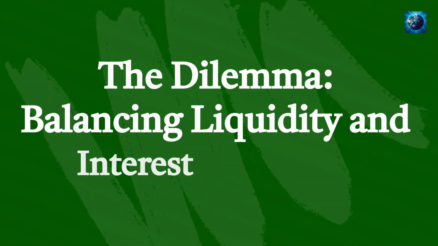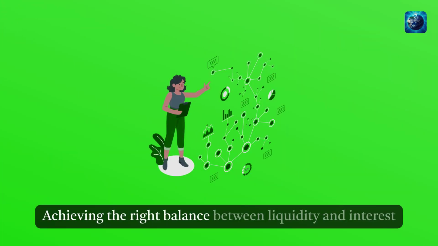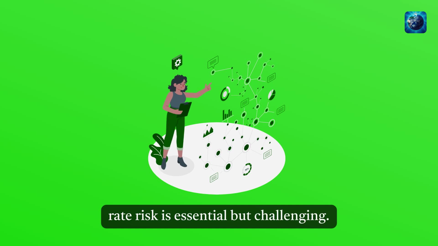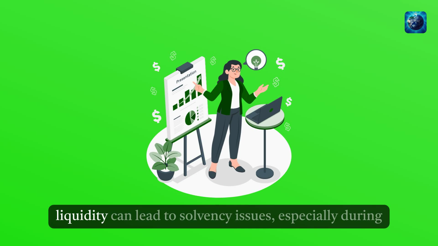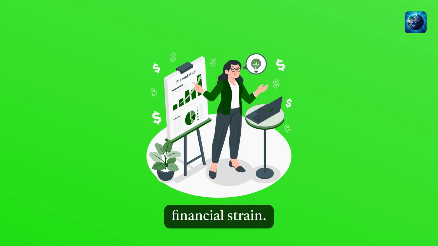The dilemma, balancing liquidity and interest rate risk. Achieving the right balance between liquidity and interest rate risk is essential but challenging. Excessive liquidity might mean lower returns, while insufficient liquidity can lead to solvency issues, especially during financial strain.